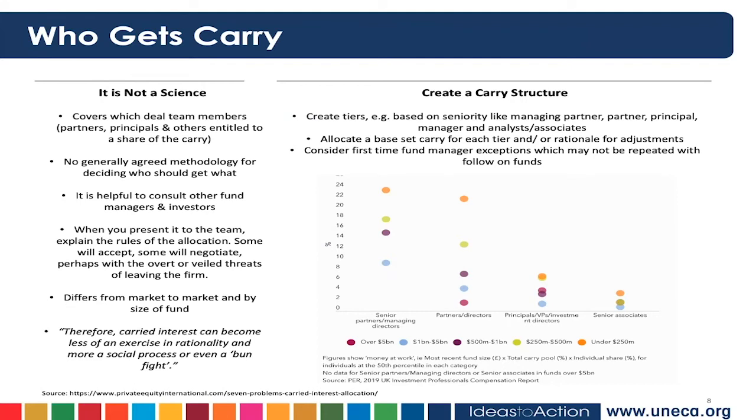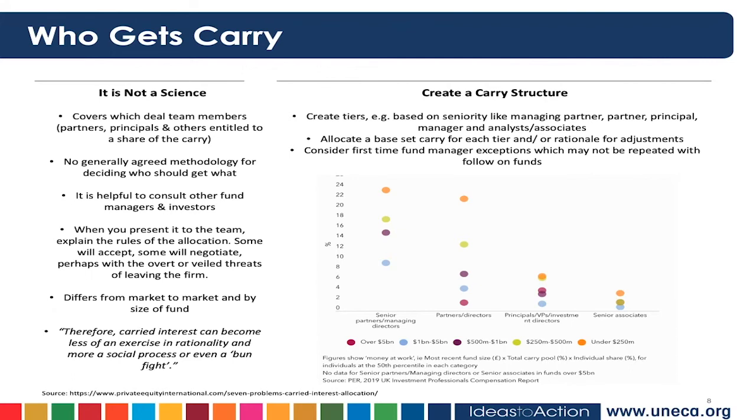So what you want to do is, in the absence of a science, you need to get creative and come up with some structure. In creating the carry structure, you can start by creating some sort of tier-based system or some sort of clustering. Maybe it's based on seniority. Then you want to allocate a base set of carry for each tier and or a rationale for adjustments. Why one person is worth more, getting more carry, and another person is worth getting less carry. Consider first-time fund manager exceptions, which may not be repeated with follow-on funds. What that means is you may be willing to be more generous with first-time funds in order to encourage and to entice people to join the firm, knowing that with the second-time fund, when there's more stability, the firm has been around for a while, you have got an institution, you would likely not repeat those first-time exceptions.